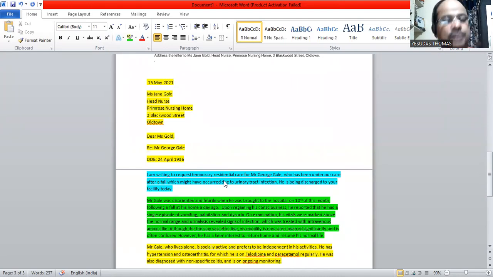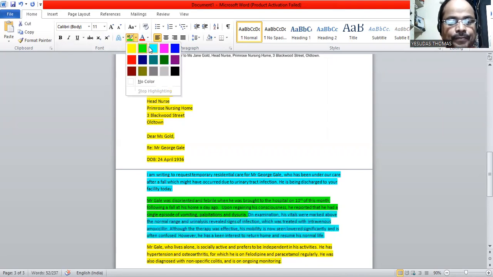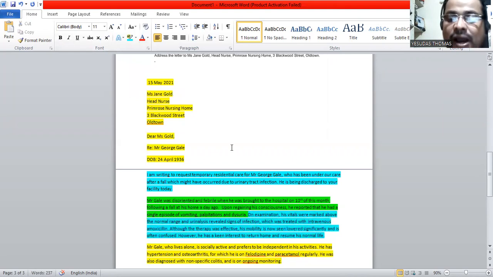Now, this was the subjective data. When we go with our objective data, we can say on examination. So I can mark it as separate here. On examination, his vitals were marked above the normal range. So all the vitals were marked above the normal range, and the urine analysis revealed the signs of infection.